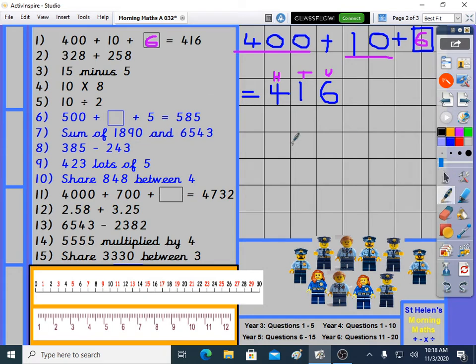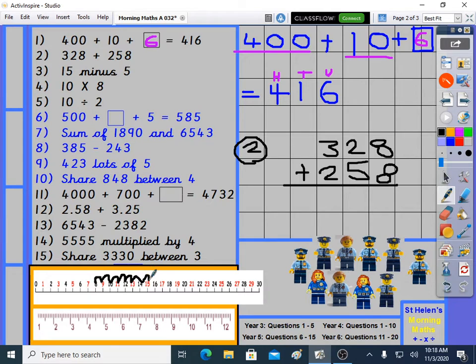Question 2 underneath. Question 2 is 328 plus 258. So 8 plus 8 is... What's 8 plus 8? Let's do it on the number line. 8 plus 8 is 8 plus 1, 2, 3, 4, 5, 6, 7, 8 is 16. 2 plus 5 is 7, plus 1 is 8. 3 plus 2 is 5. 586 we get. That's question 2, column addition, wasn't it?